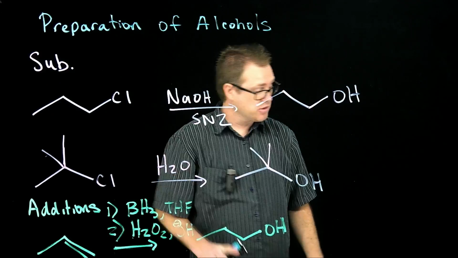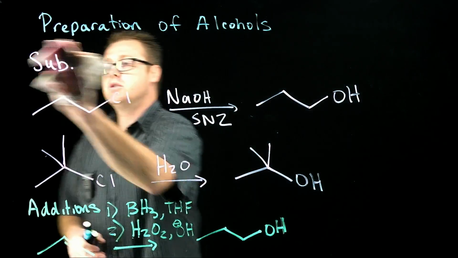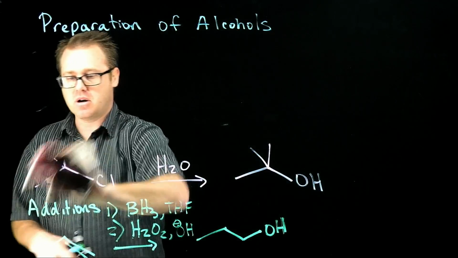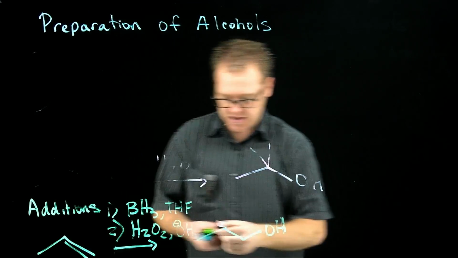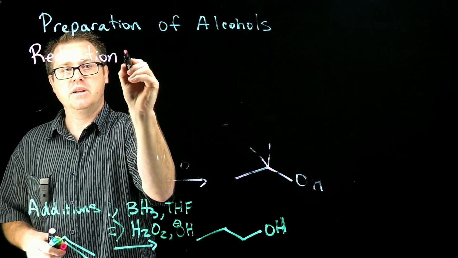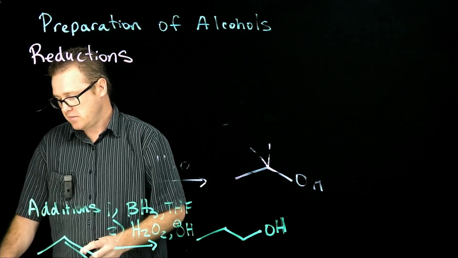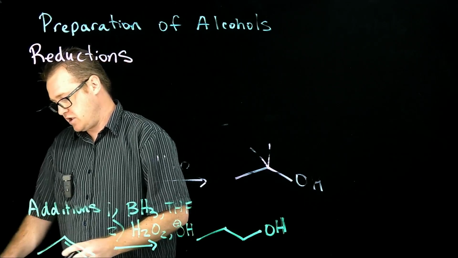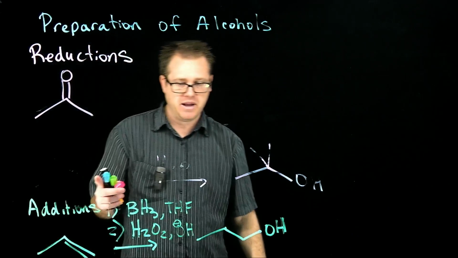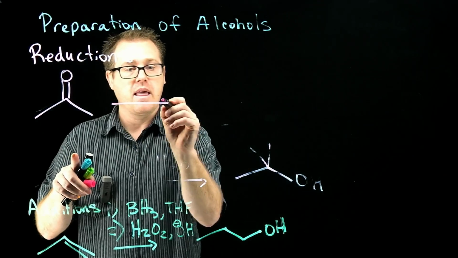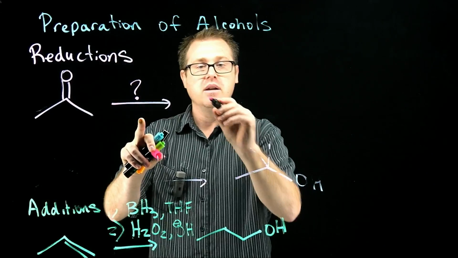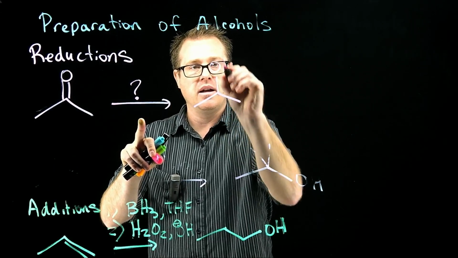So all those reactions are review. What we're going to do now is introduce more ways to make alcohols, and that is through a process called reduction. So reductions. Overall, what a reduction does is take a carbonyl compound, a ketone for example, and do a reduction reaction. I'm not going to show you what those reagents are yet. And it's going to turn it into an alcohol.